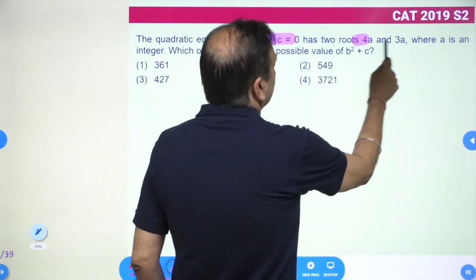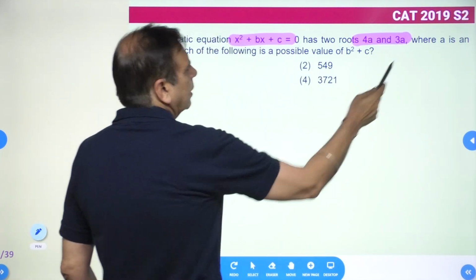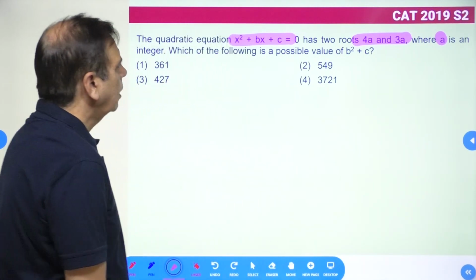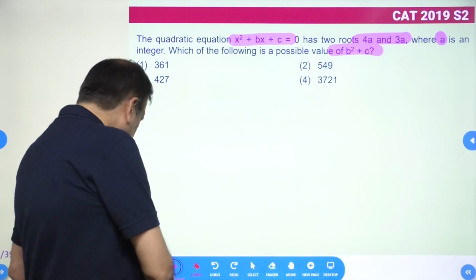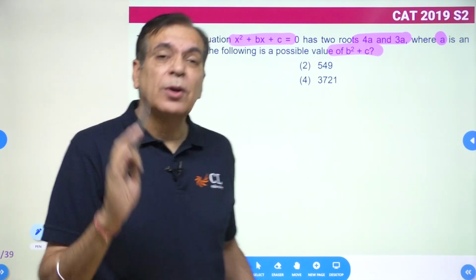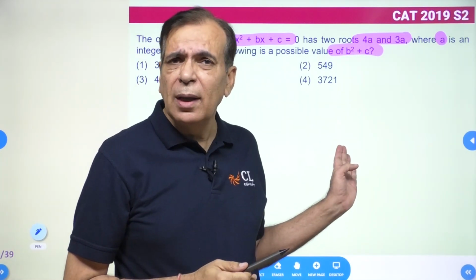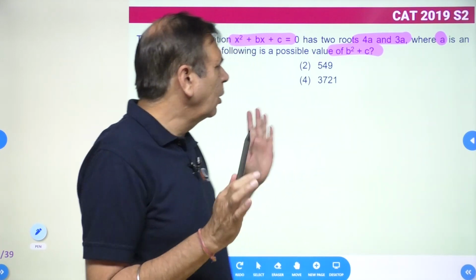Quadratic equation has two roots 4a and 3a, where a is a integer. Which of the following is a possible value of b square plus c square? कुछ नहीं है. These questions look difficult, but these are among the easiest questions in the paper. Roots दिए हुए ना, find the sum and product. That is what your job always is.